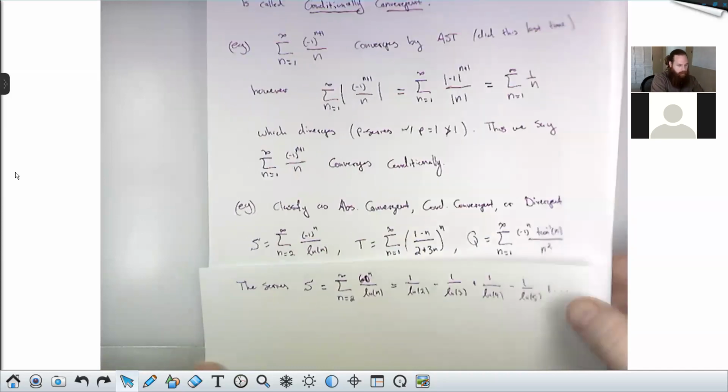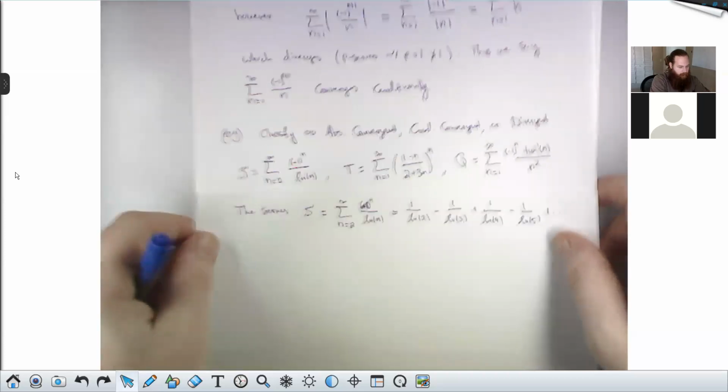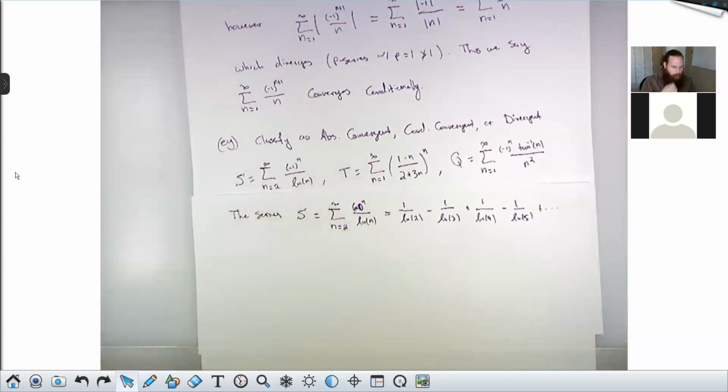It's not geometric, but it is alternating, right? The natural log term downstairs, there's nothing being raised to the n downstairs. This cannot be written as like sigma r to the n. So it's not geometric, but it is alternating. So the alternating series test is the way to go.